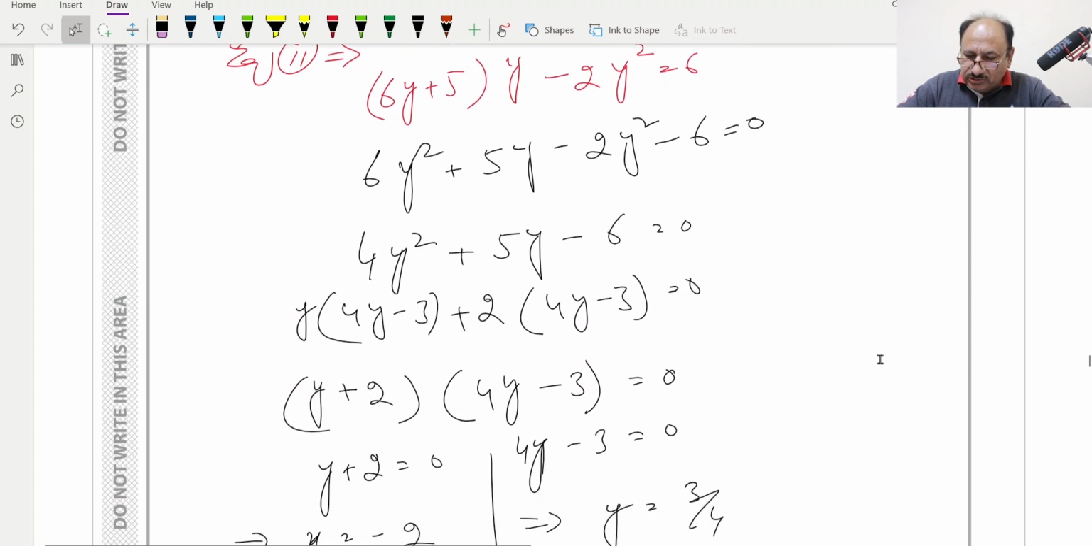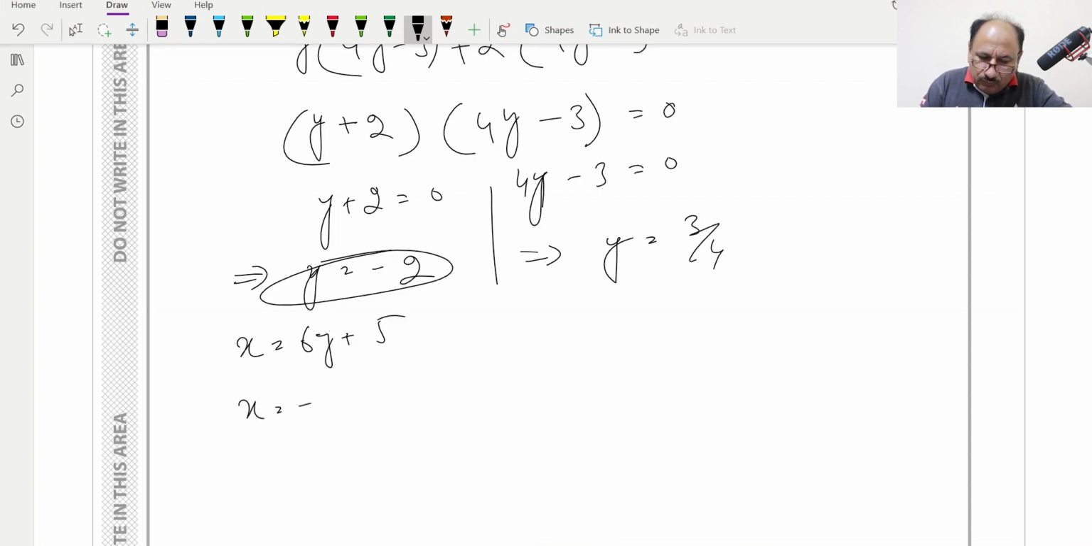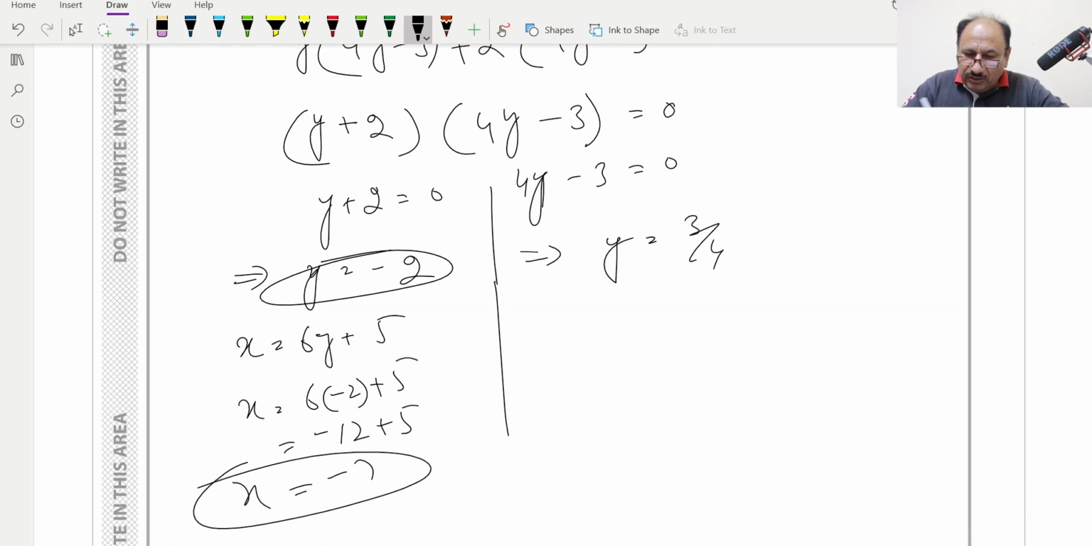So x is equal to 6y plus 5. If the y value is minus 2, so x will be equal to 6 times minus 2 plus 5. So this will be equal to minus 12 plus 5, which is equal to minus 7. So x is equal to minus 7 will be the other value.